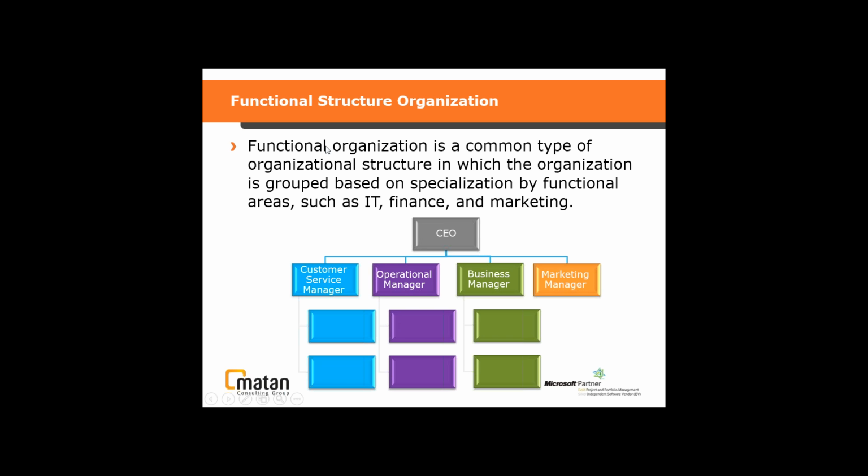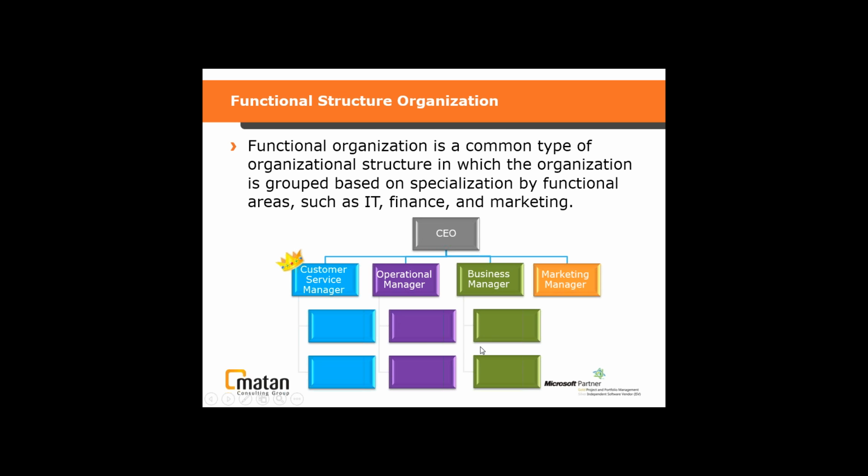I'll start by talking a little bit about the functional structure organization. This is very common in organizations where they divide their organization into functional areas, things like operations, business management, marketing, finance, and so on. A functional organization means that each function has its own people and they work on things according to the functional area that they're in.